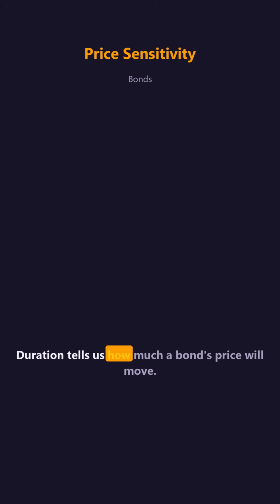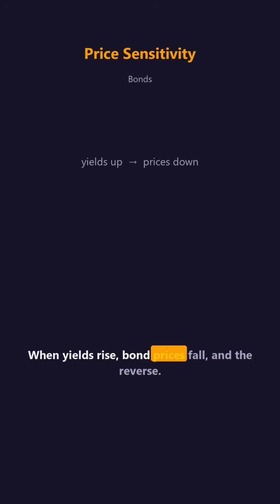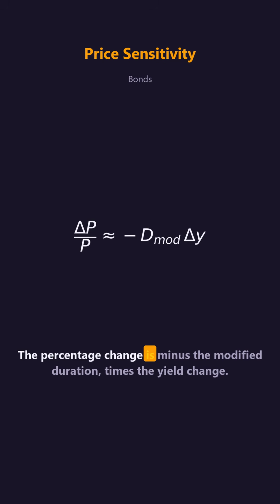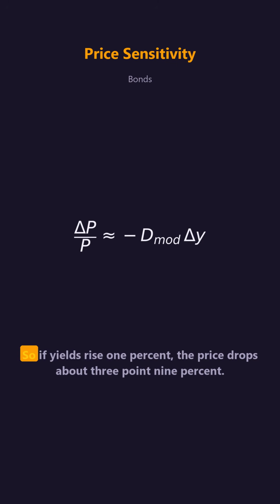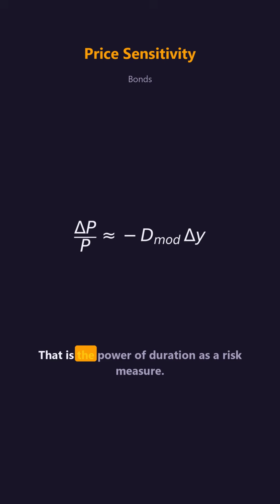Duration tells us how much a bond's price will move. When yields rise, bond prices fall, and the reverse. The percentage change is minus the modified duration, times the yield change. Our bond has a modified duration of about 3.9. So if yields rise 1%, the price drops about 3.9%. That is the power of duration as a risk measure.